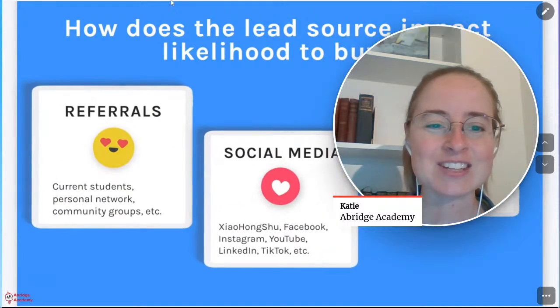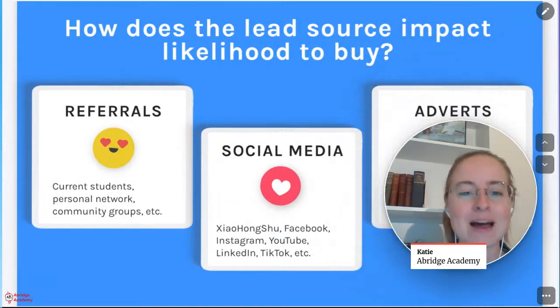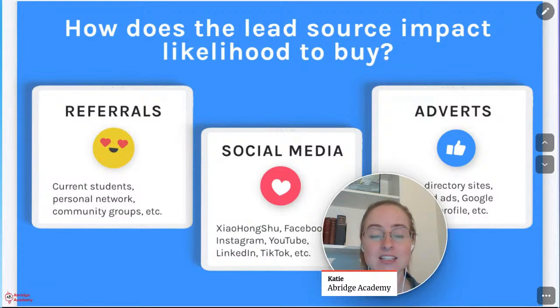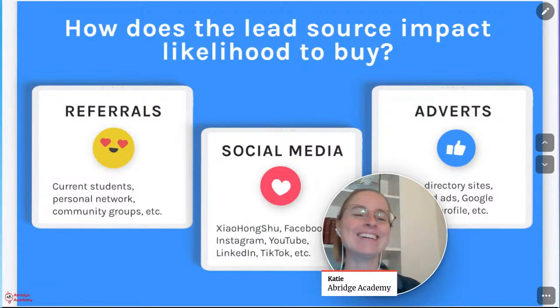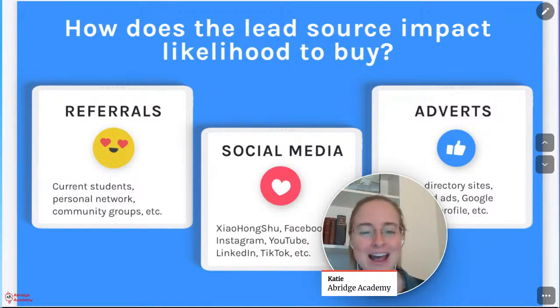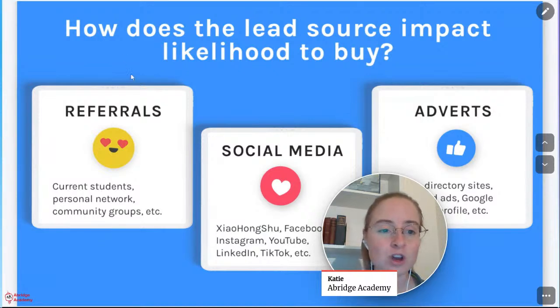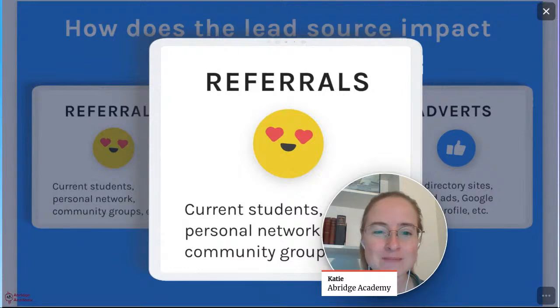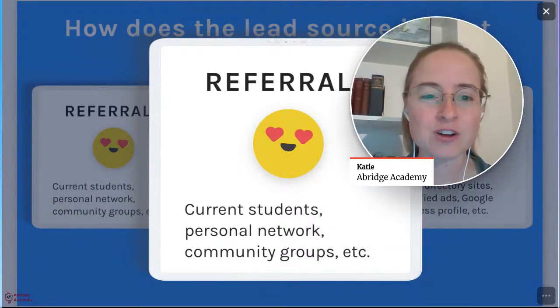As I hinted, it does very much affect the impact. I've been doing too much talking. The source of your lead very much impacts whether they are likely to buy, at least at the first time of reaching out. So let's start off by talking about referrals, because this is probably the one most spoken about in the chat at the moment.